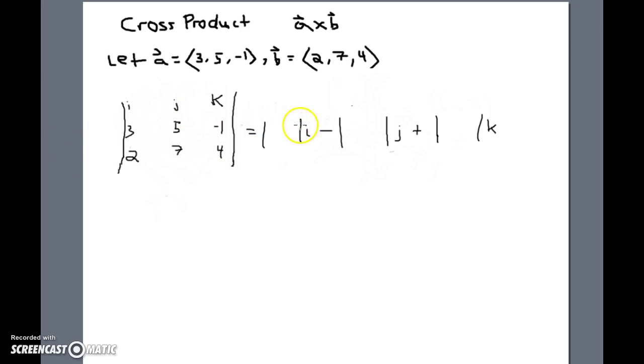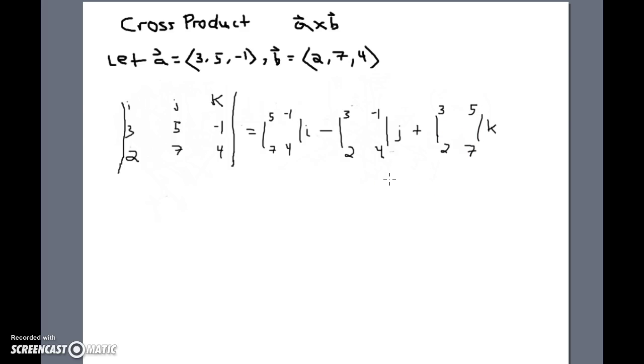So if you remember from your matrices unit, in the event that we have this type of matrix, in order to find, for example, the 2 by 2 matrix for I, we ignore the column with I and the row with I. And when we do that, we're just left with these four numbers right here. So therefore, we have 5, -1, 7, and 4. For J, eliminate the J column and the J row, and you get 3, -1, 2, and 4. And lastly, if we eliminate the K column and the K row, we are left with 3, 5, 2, 7.